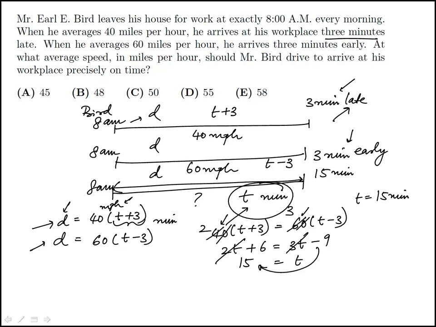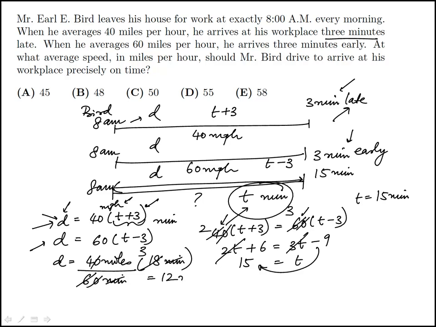Now what we're going to do is to find the distance and then compute the speed from there. So I'll just use either one of these equations. So it's 40 miles per hour, and I'm going to convert that into miles per minute. So an hour is 60 minutes, and then t plus 3, t is 15, so this is 18 minutes. So that would give me distance in miles. And I reduce that. 6 goes into 18 3 times.